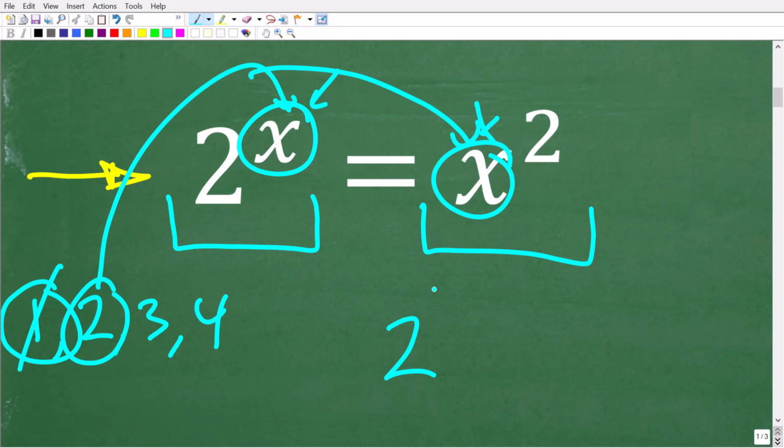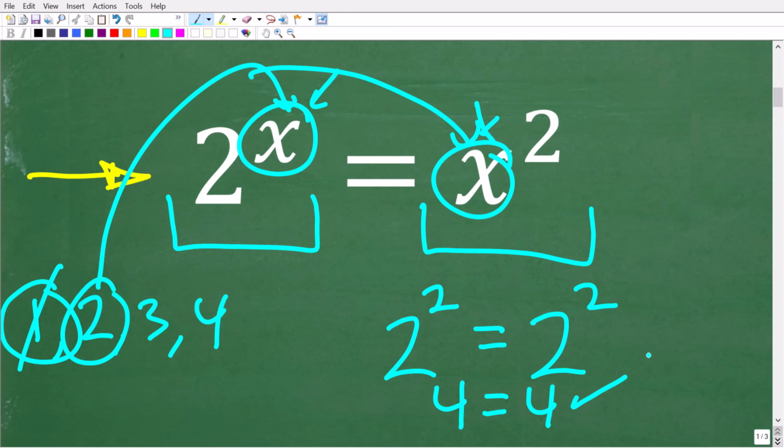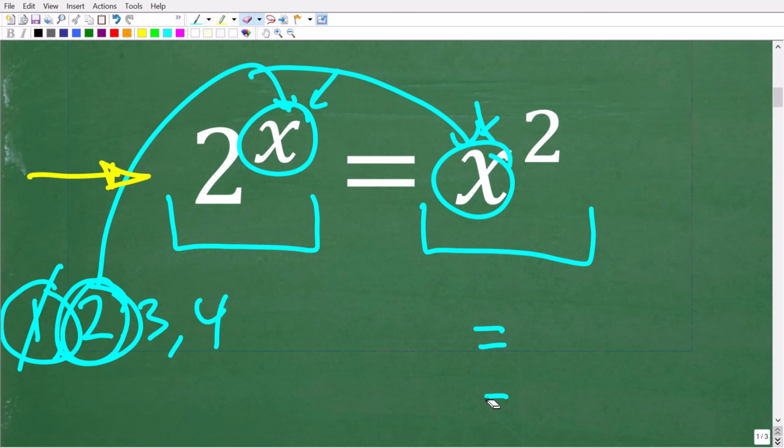Here we're going to end up with 2 squared is equal to 2 squared. This looks pretty good. So 2 squared is what? Well, this is 4, and 2 squared, of course, is 4. So this is true. So 2 is a solution. Alright, let's continue on and test 3.